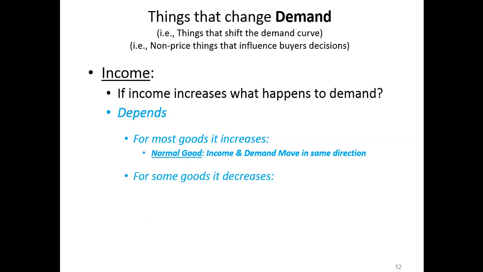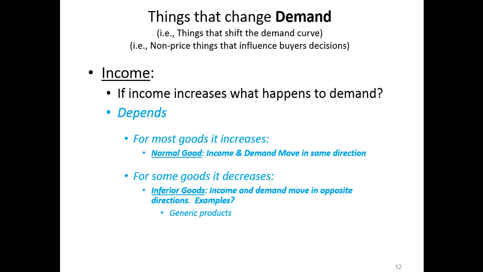However, not all goods are normal goods, right? For some goods, if income goes up, demand goes down, or if income goes down, demand goes up. Because that's not the norm, we're going to call those inferior goods. That's one of the reasons they're called inferior goods. Another reason they're called inferior goods is because most inferior goods have a superior alternative that people, if they had enough money, would rather buy. For example, generic products, generic brands.